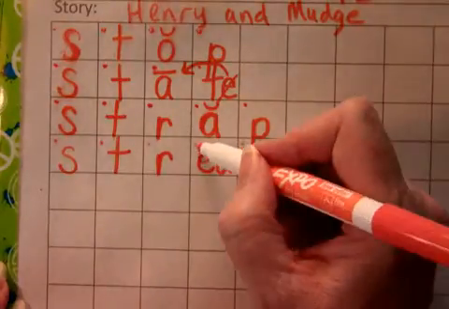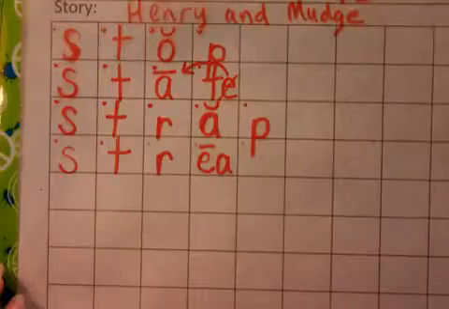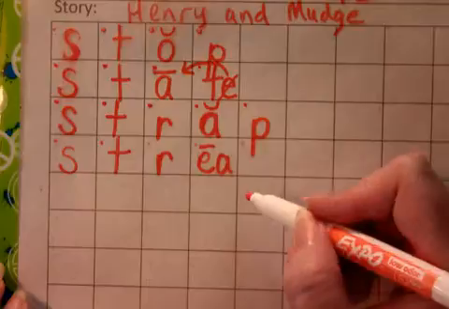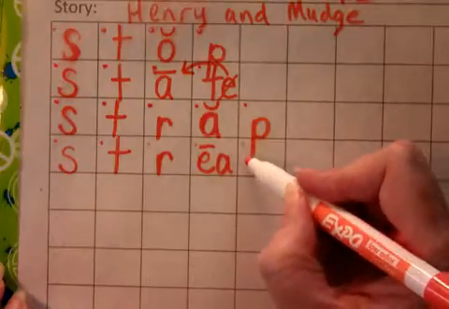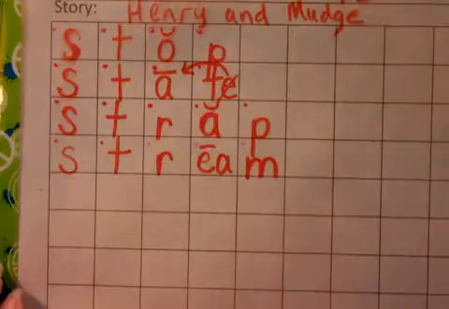It's representing one sound. If you want to put the macron on top of the E to remind you of what the sound is, go ahead and do that. And the last sound in stream is M. My lips are closed. It's the M. Stream.